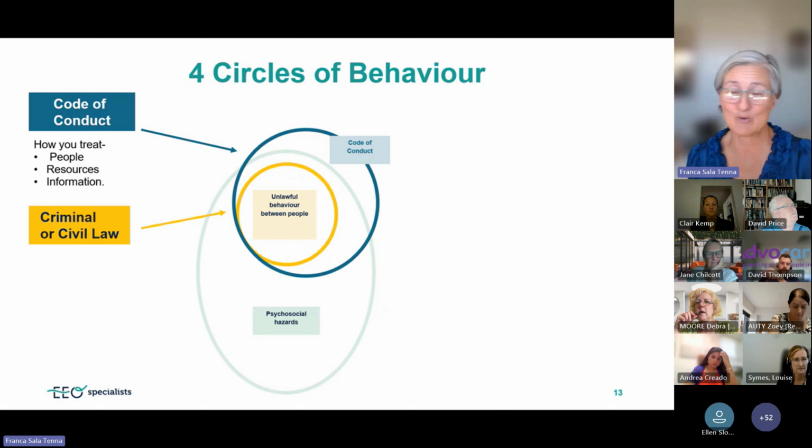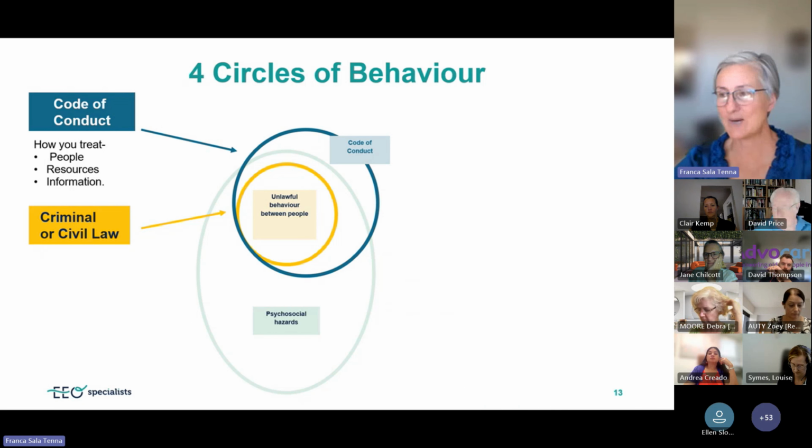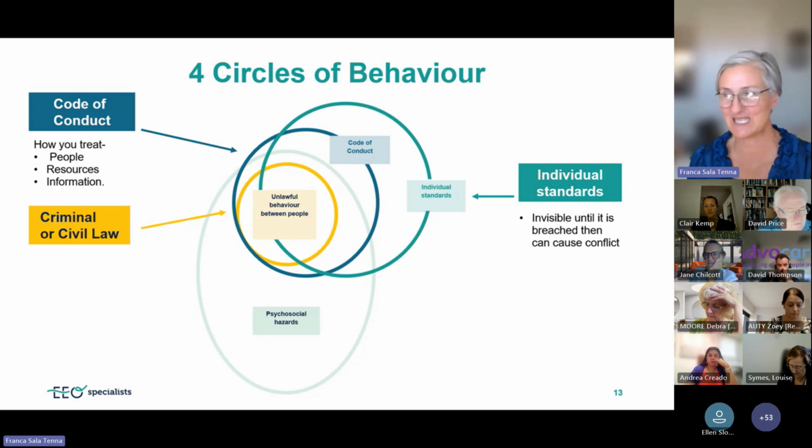Actually, I think my circle probably should be off the page. But just because of the visual on it, I've made it within the screen that you can see. So that is where psychosocial hazards fit. It is broad. It's obviously a lot broader than unlawful behaviours. And we're going to be having a look at how broad it is in a minute. And then the last circle is our individual standards.